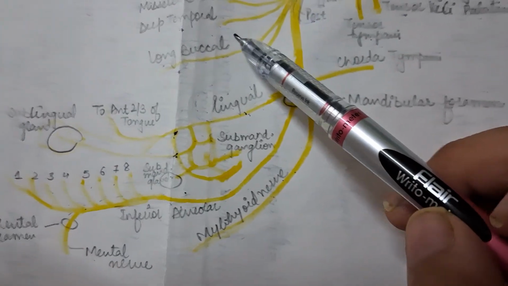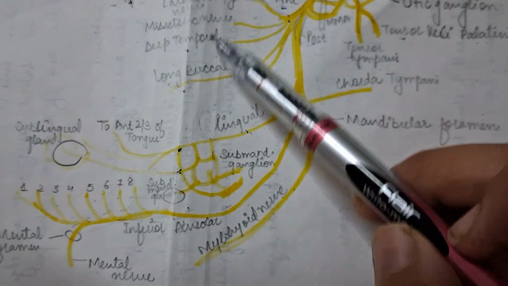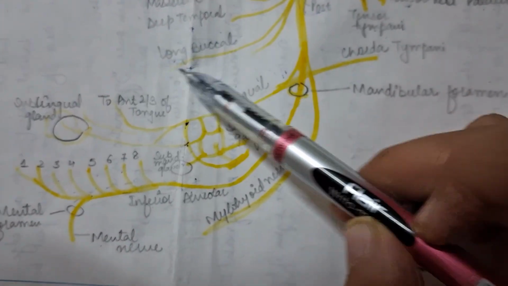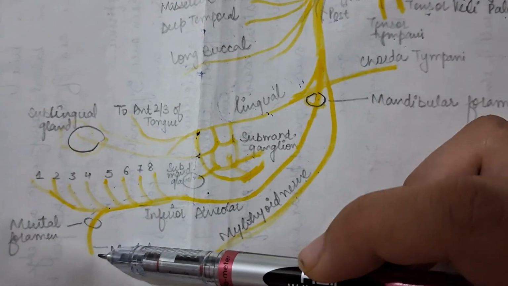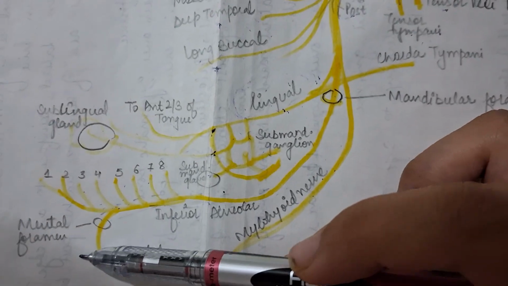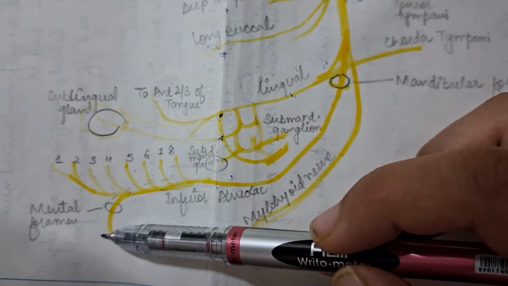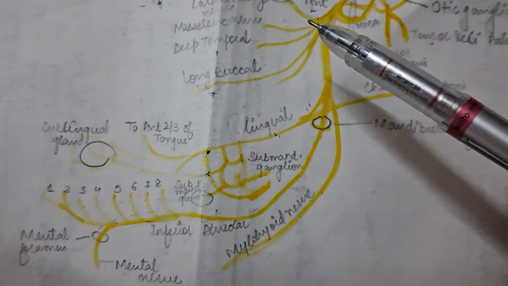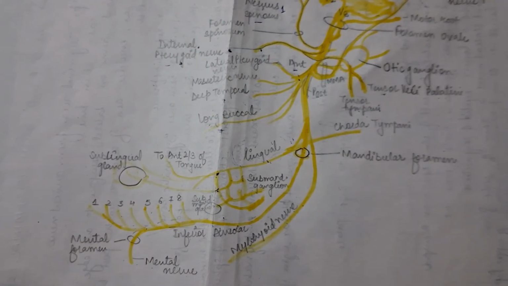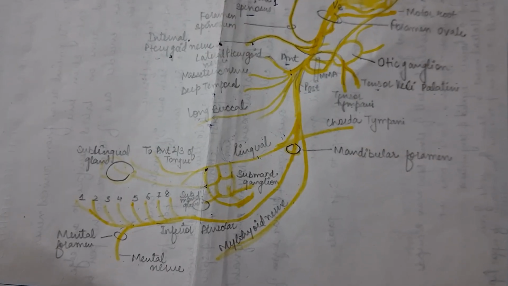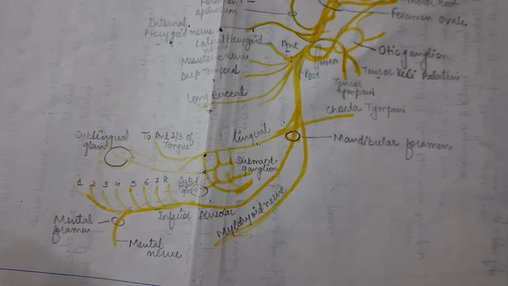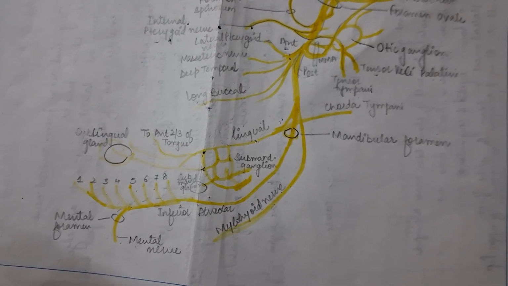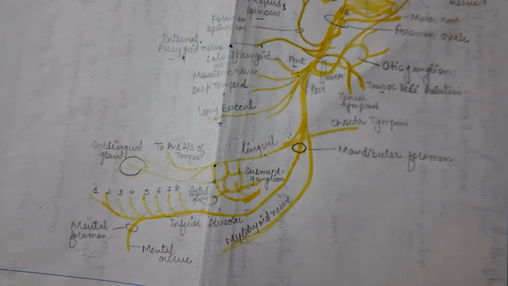And what is the role of the long buccal nerve? The long buccal nerve supplies the buccal mucosa of the posterior teeth, and the mental nerve supplies the mucosa of the anterior teeth, lip and chin region. So whenever we give a block and want to anesthetize, we need to keep in mind which nerve supplies which teeth, and which nerve we have to block for the extraction of a particular tooth. So this is very important and very easy.